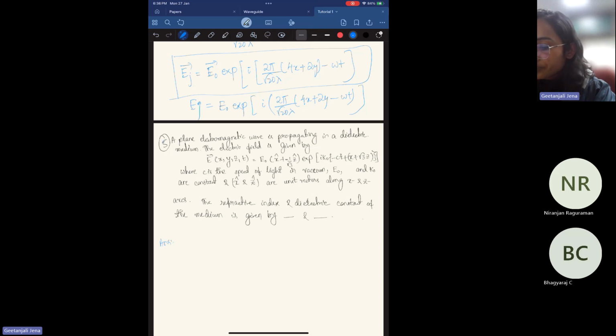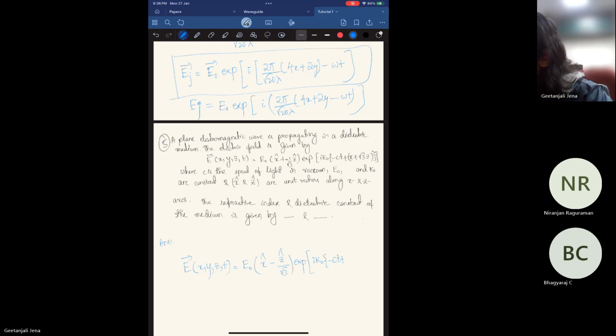So the question says, a plane electromagnetic wave is propagating in a dielectric medium, and the electric field is given by E(x, y, z, t) equals E0 (x cap minus z cap by root 3) exponential i k0 (minus ct plus x plus root 3 z). So this is the complete expression for the electric field.